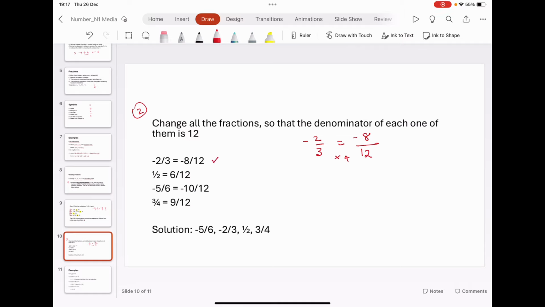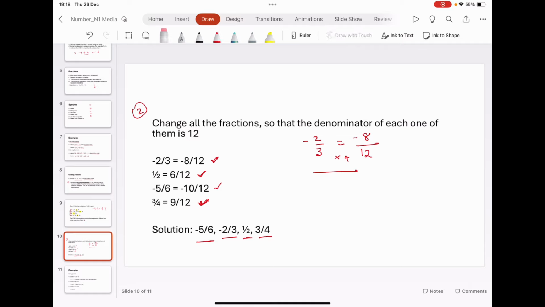And 1 over 2, if we follow the same rule here, will be 6 over 12. Minus 5 over 6 will be minus 10 over 12. 3 over 4 will be 9 over 12. And we can see the smallest number on this side is minus 10 over 12, which corresponds to minus 5 over 6, followed by the next smaller number, minus 8 over 12, which corresponds to minus 2 over 3, followed by 6 over 12, which corresponds to a half, or 1 over 2. And the largest number will be 9 over 12, which corresponds to 3 over 4.